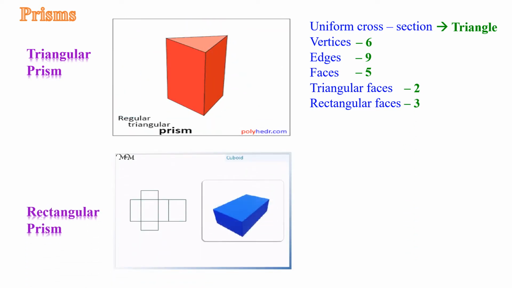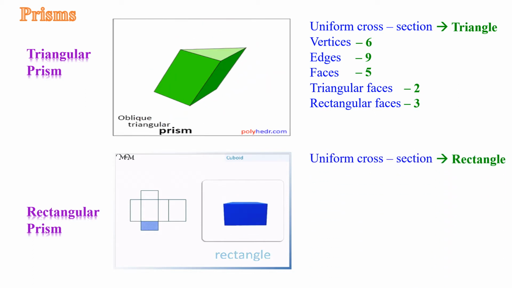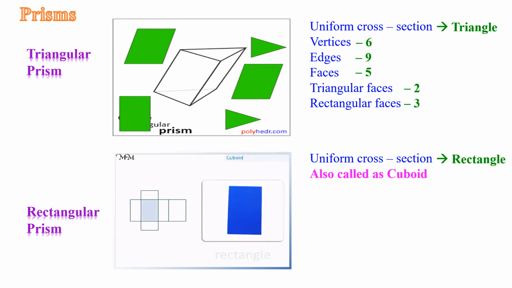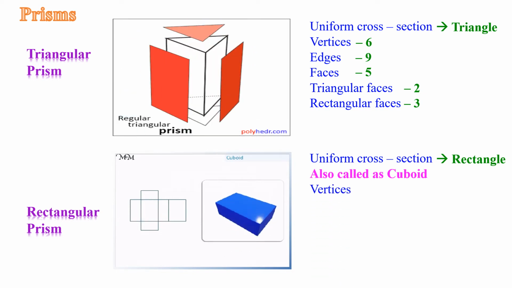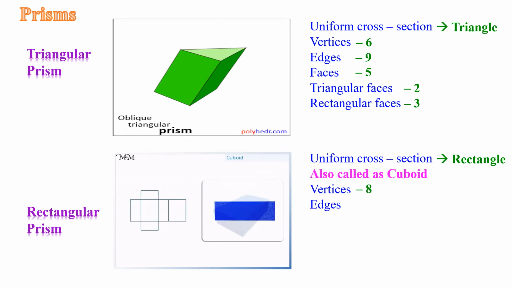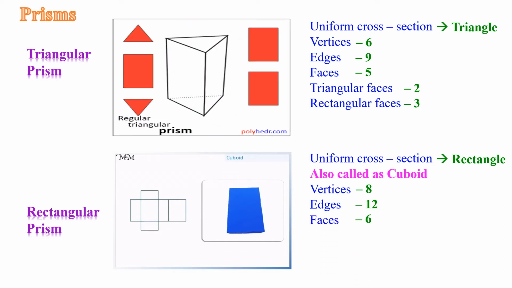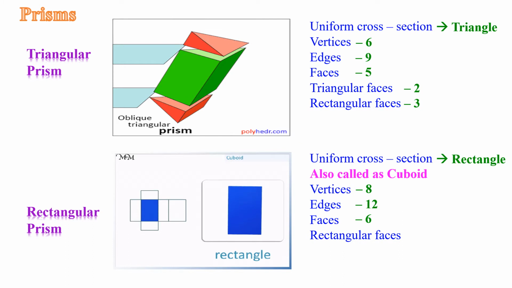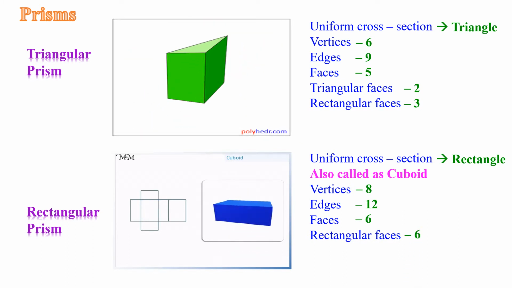Rectangular prism. A rectangular prism has a uniform cross section which is a rectangle. Rectangular prism is also called a cuboid. The number of vertices in a rectangular prism is 8. The number of edges in a rectangular prism is 12 and the number of faces in a rectangular prism is 6. Rectangular faces equal to 6.